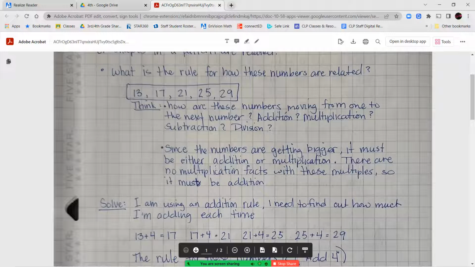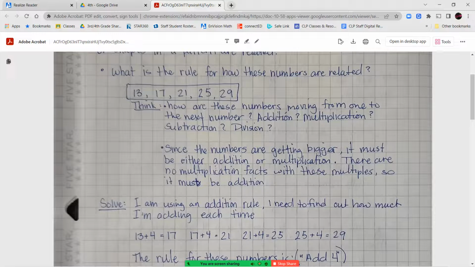So in order to solve, I'm going to use an addition rule, and I need to figure out what rule is going to work for all of my numbers. How do I get from 13 to 17? How do I get from 17 to 21? How do I get from 21 to 25?